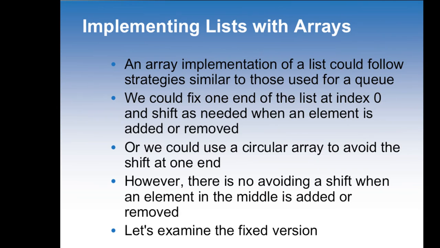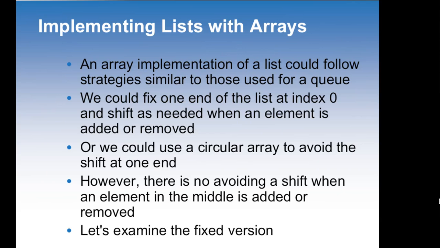So, in terms of implementing the list with arrays, the array implementation of the list could follow strategies similar to those that we've used for a queue. We could fix one of the ends of the list at index 0, and then shift as needed when an element is added or removed. Or we could use a circular array to avoid the shift at one end. Actually, we saw the circular array last time. However, there's no avoiding a shift when an element in the middle is added or removed.